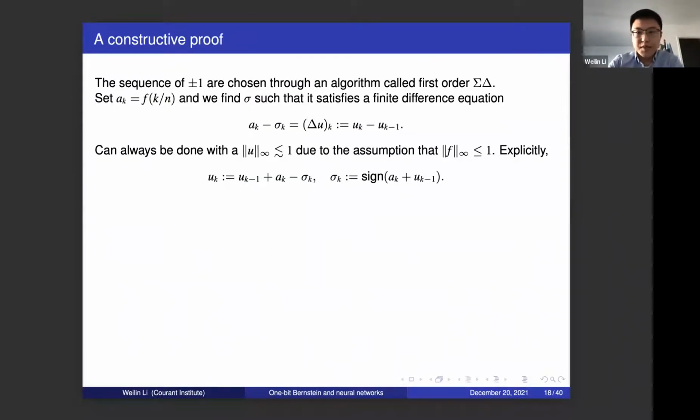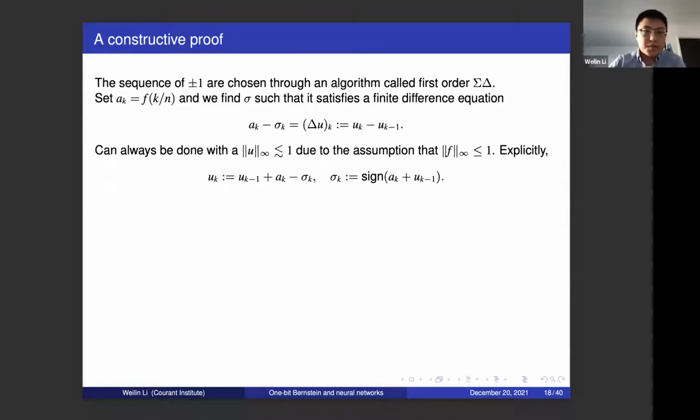So the plus and minus 1 sequence is chosen constructively. It's through an algorithm called first order sigma delta quantization. First order is not hard to explain. It's only when we get into higher order sigma delta that things get complicated. But first order, one can just understand it without any background.